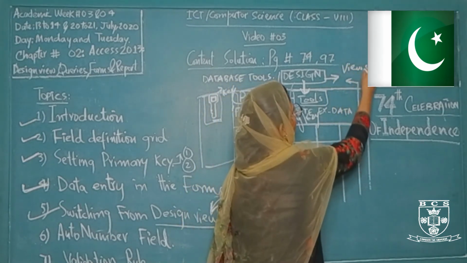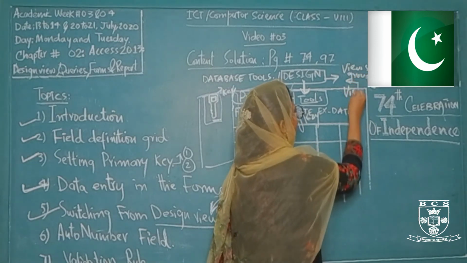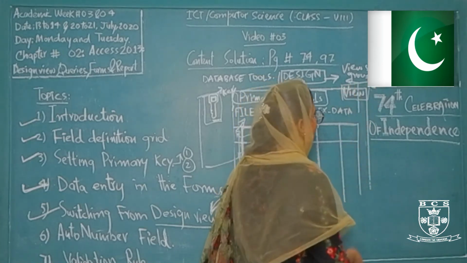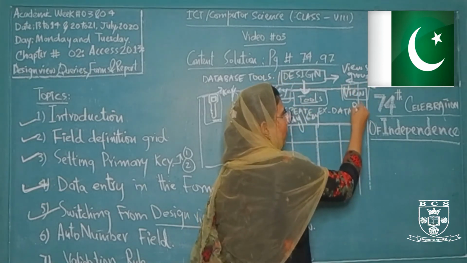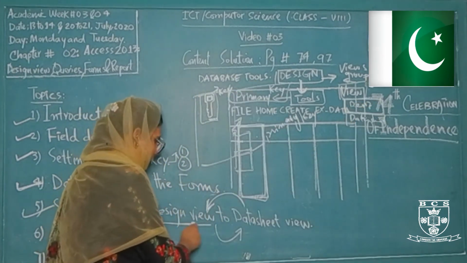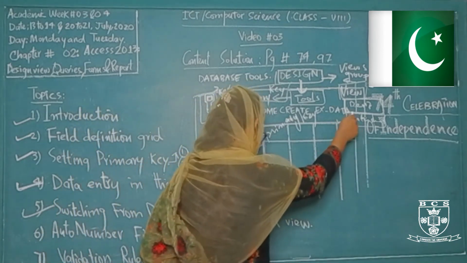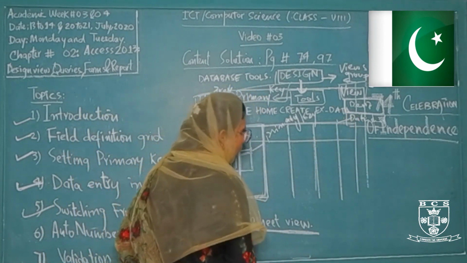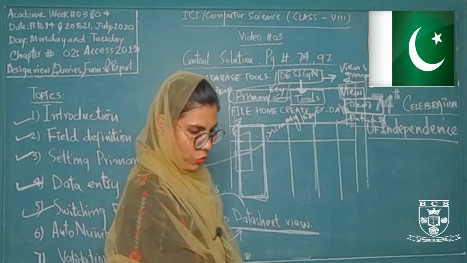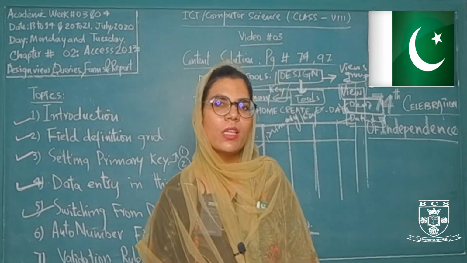In the Views group there is an option known as View. As we click on this option, there are two different views: number one, design view, and second, datasheet view. If I currently have the design view on my screen, then I will click datasheet view. If I have the datasheet view, then I will click design view to change my view. This is how we switch from datasheet view to design view or from design view to datasheet view.